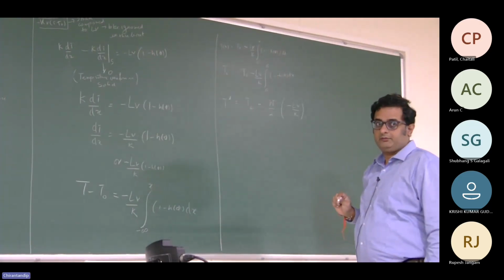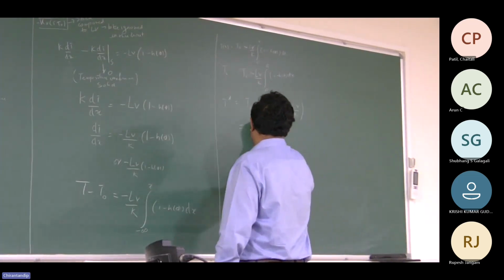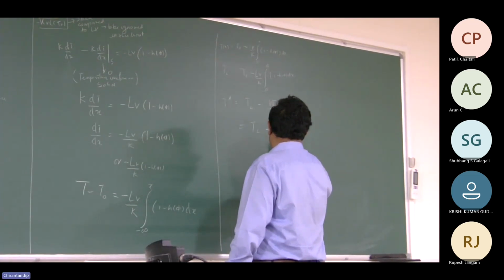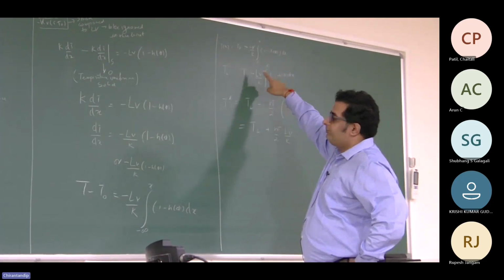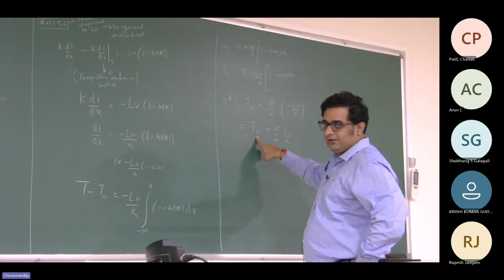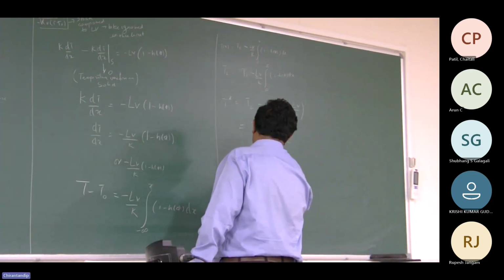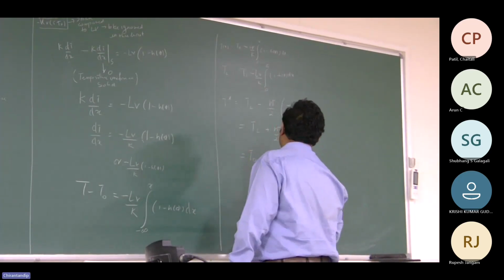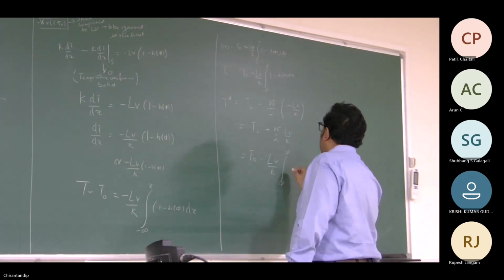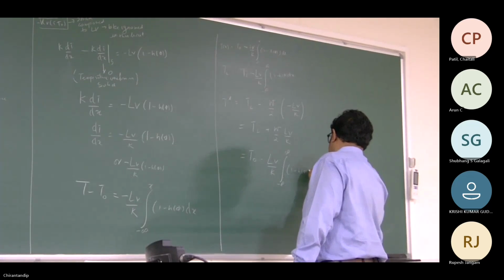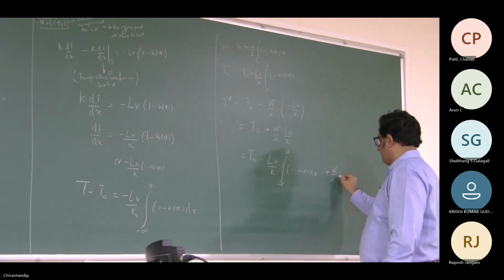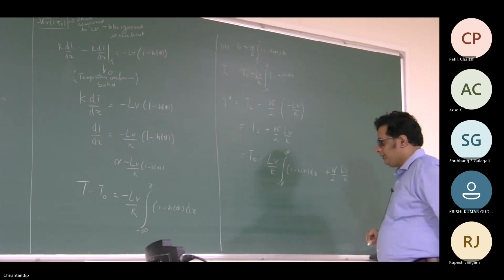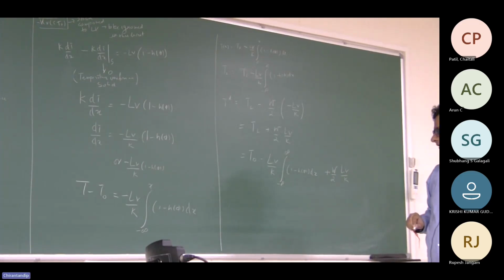Okay, this is what we had. So your T star will be equal to TL plus... okay, and TL, you want to replace this with TL here. So you get not minus LV over K. Plus... right. This is what we had.